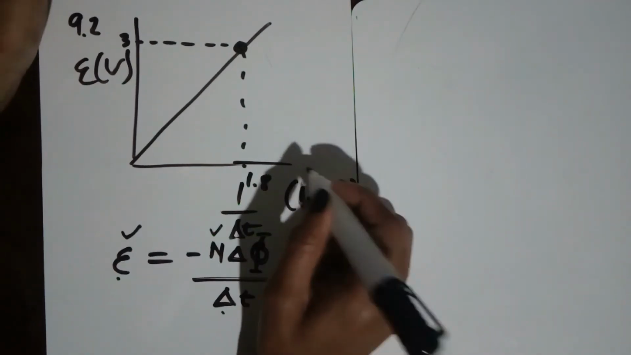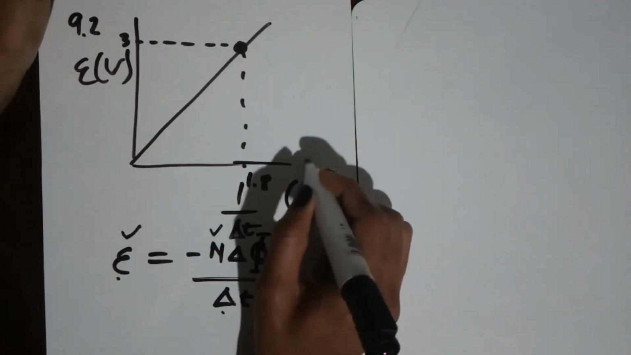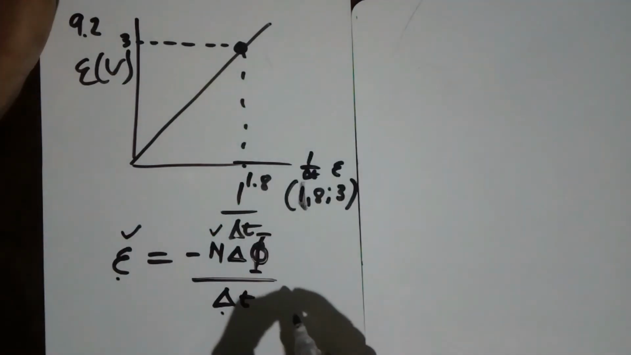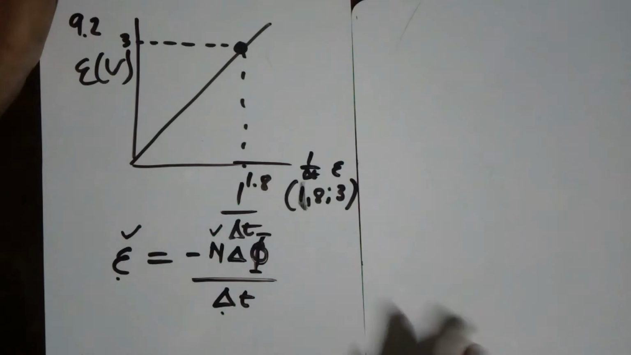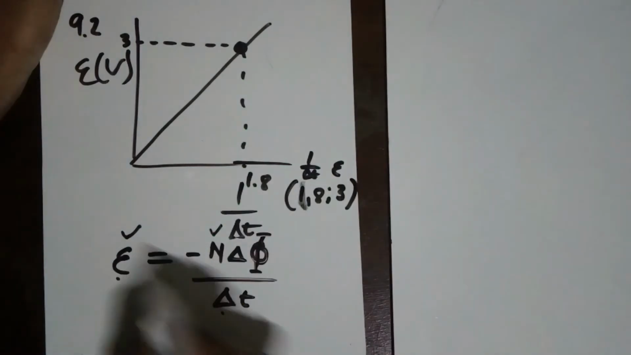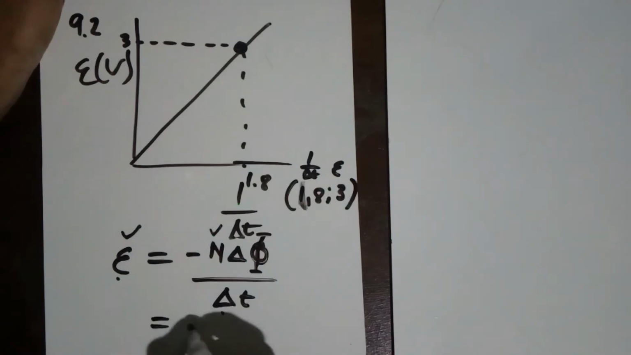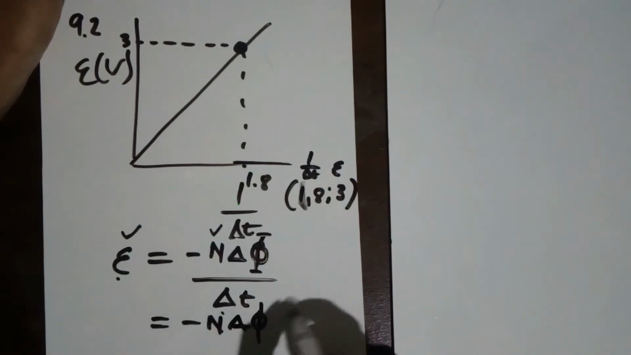So this will be my 1 over change in t, and then this will be my EMF, right? Cool. So I have the EMF. I have 1 over t, because I want you to notice you can write this: change in magnetic flux multiplied by 1 over t. This is the same thing.